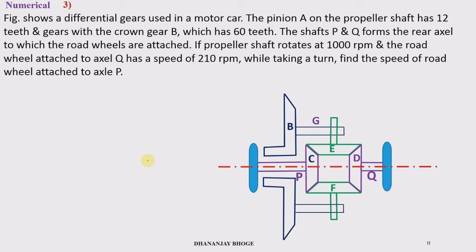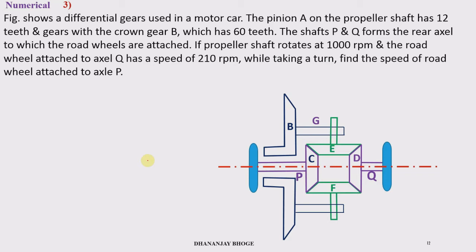And this is the differential gearbox, which you will find at the end of the propeller shaft on the rear axle. Now this differential gearbox consists of an epicyclic gear train because gears E and F will rotate about the main axis PQ. So the differential consists of an epicyclic gear train.